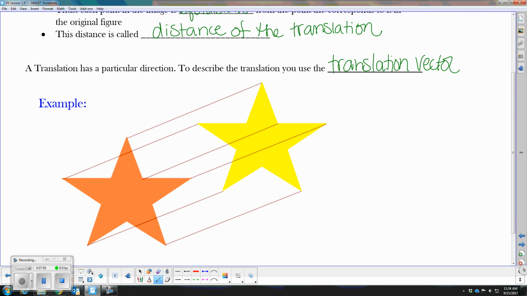In addition to all of those segments that I just drew being the same distance, they are also parallel. So this line is parallel to this line. All of these lines are parallel. So those are properties of a translation.